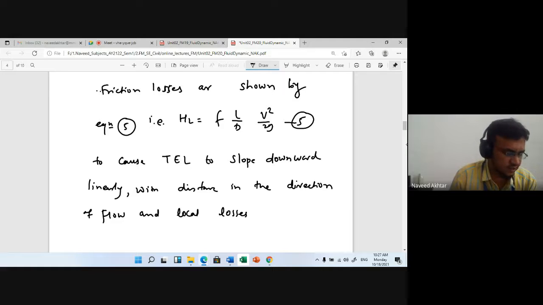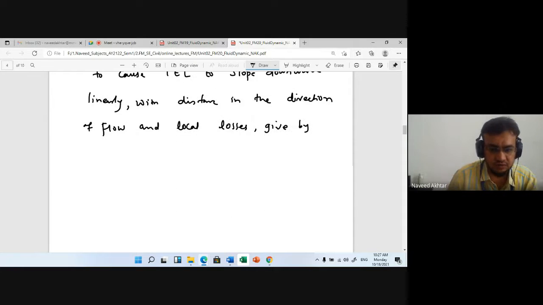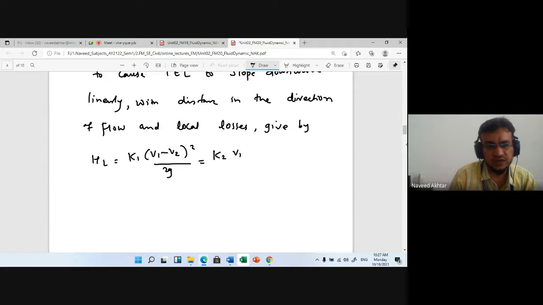And the local losses are given by HL is equal to K1 (V1 minus V2) square divided by 2g, K2 V1 square upon 2g, or K3 V2 square upon 2g. So these are the energy losses at the different places.